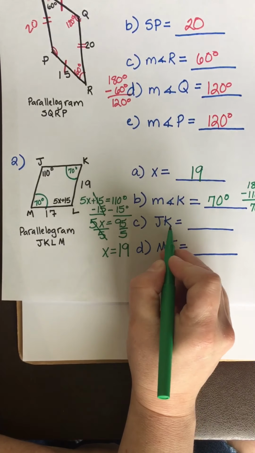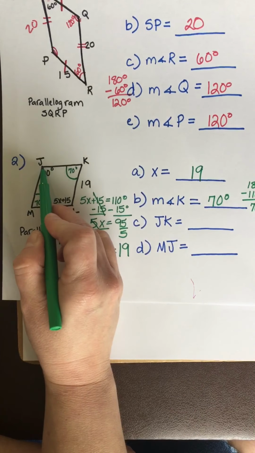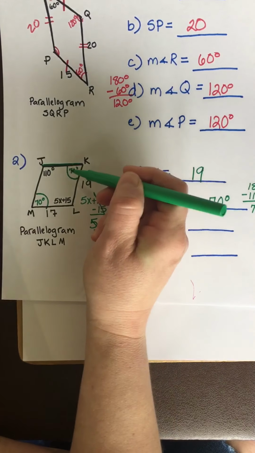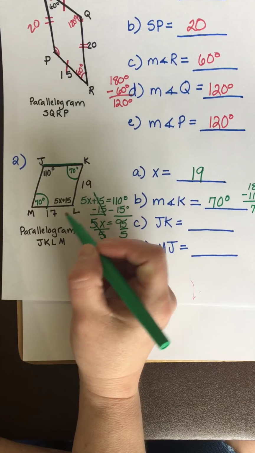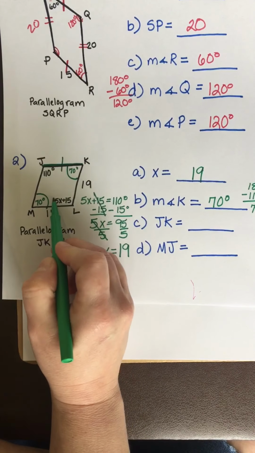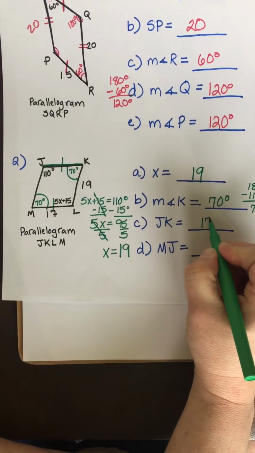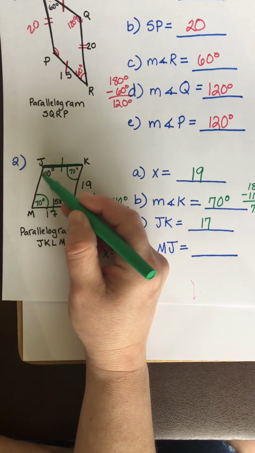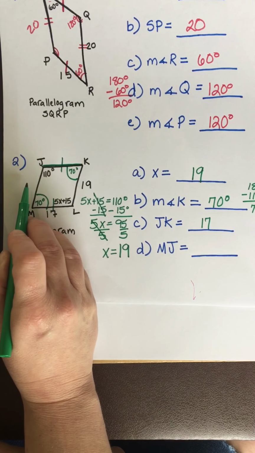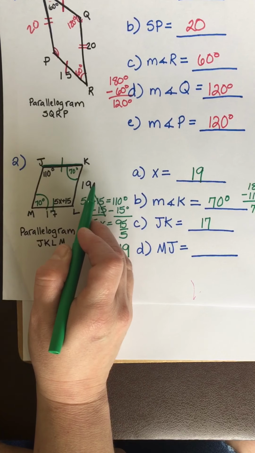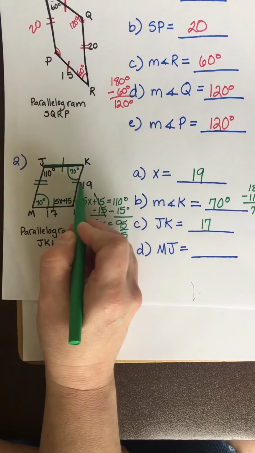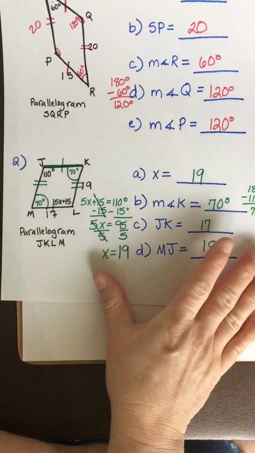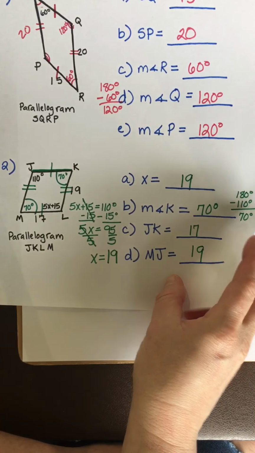All right, for the next one, it wants me to find the length of JK. Here is JK. Well, how long is this side? Well, I go across to the opposite side, and it must be 17 because opposite sides of a parallelogram are congruent. And then it also asks for MJ. MJ will be the same length as the side opposite that side, so it must be 19. See how easy this is? You can totally do this and make 100. Okay?